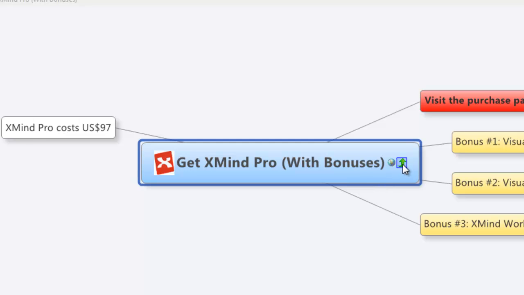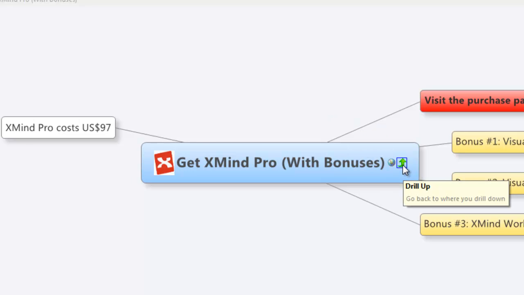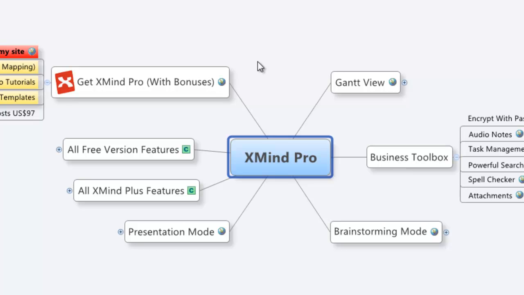That's great, especially with large maps, so you can focus in on something and get really, really clear. Now, once we've drilled down, it actually embeds a little drill up link so we can go back to where we started. Wouldn't it be cool if we could embed a drill down link somehow?